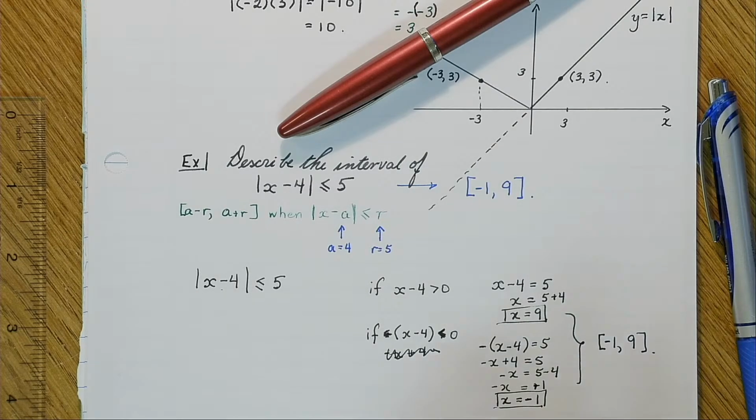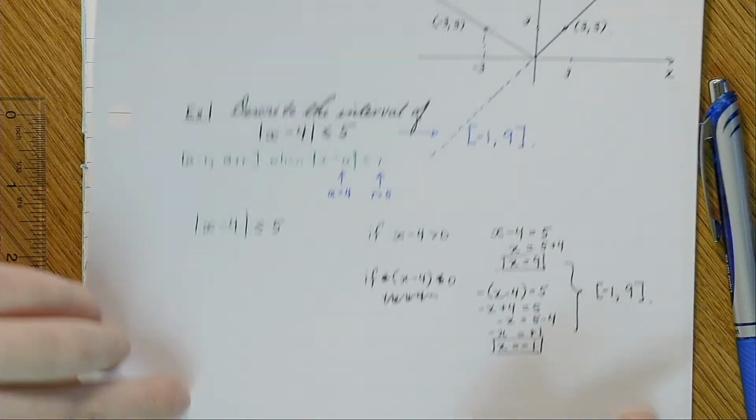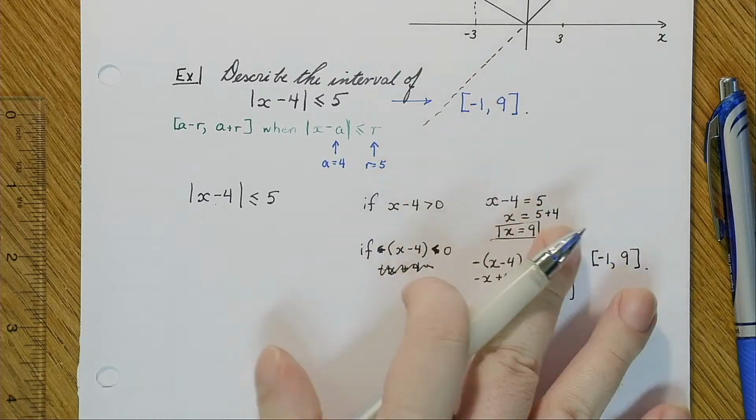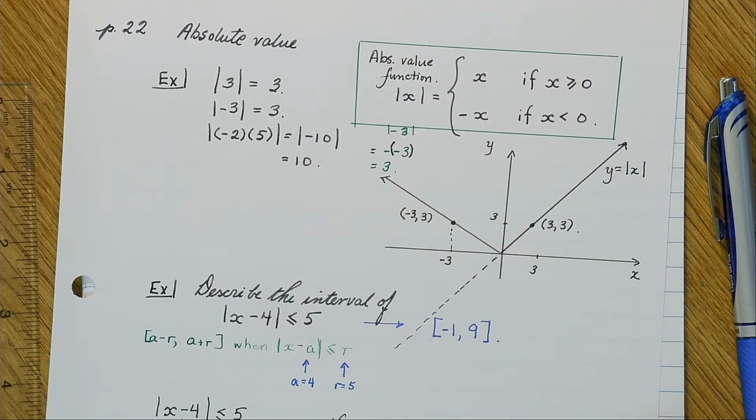So both ways are fine. If you like memorizing things like that, you can use that. If not, you can think of the two cases, which is going back to the original definition of the function and finding what the endpoints were.